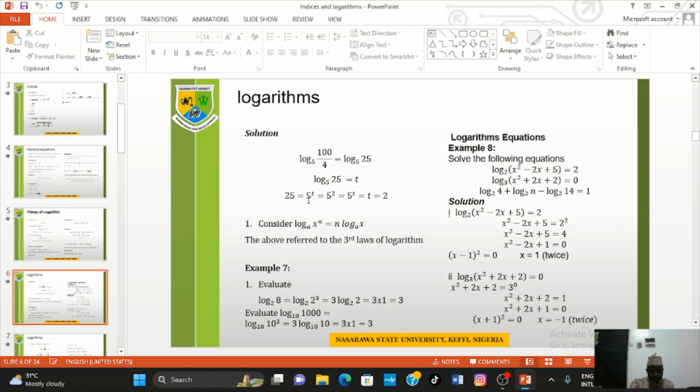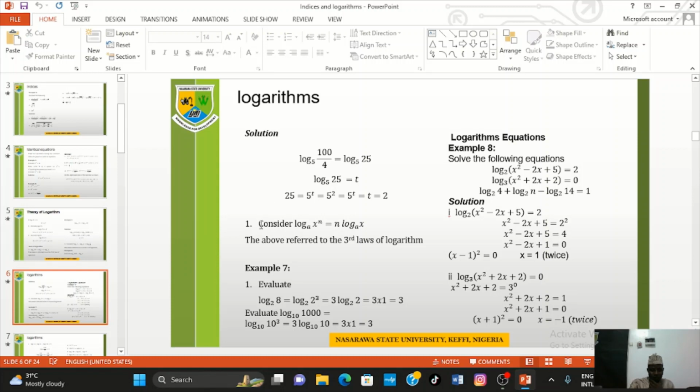Then you make the base the same, so that 5 raised to the power of 1 will give you 5, and 5 raised to the power of 2 will give you 25. So it means we write 5 raised to the power of 2 equals 5 raised to the power of t. The base is the same, equate the power, implies t now equals what? 2. So I believe we understand that.